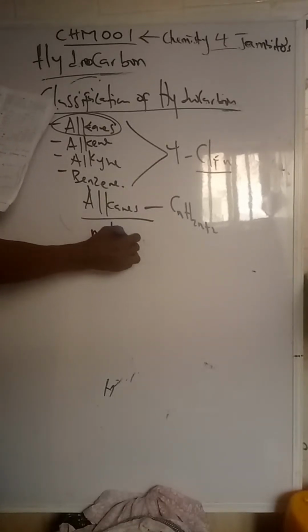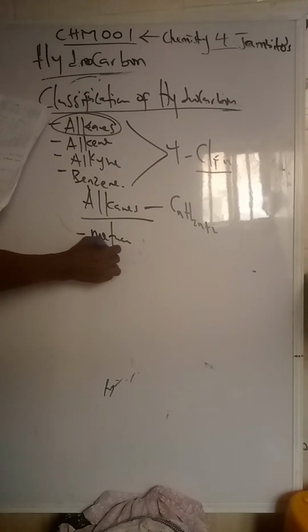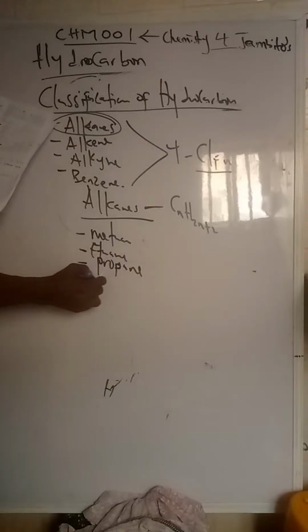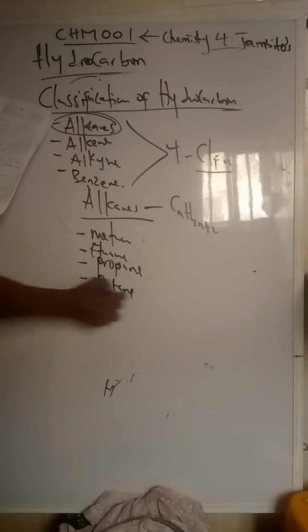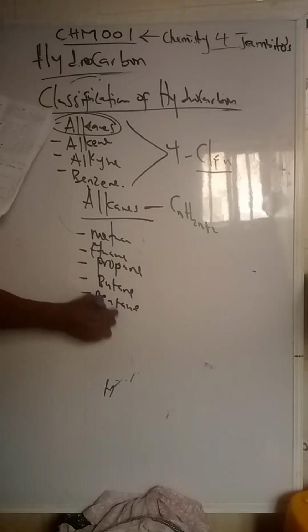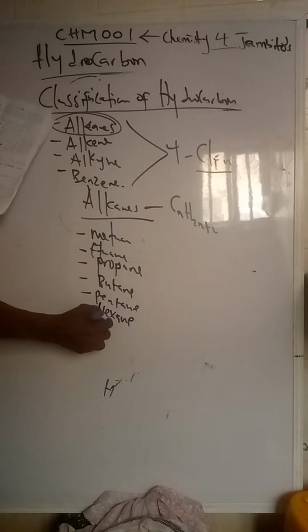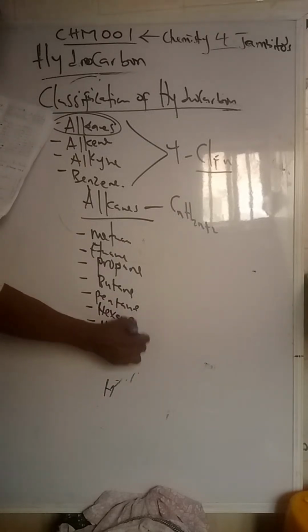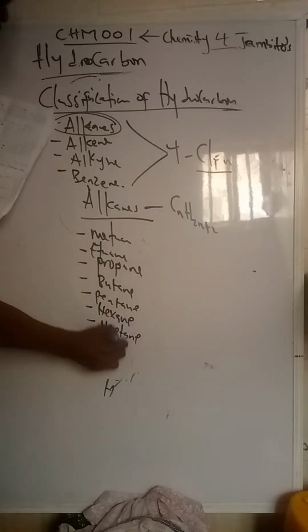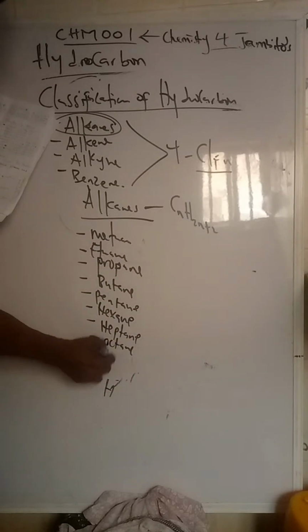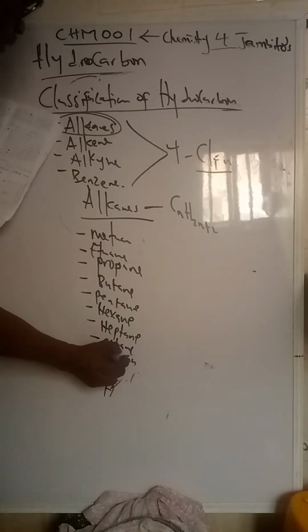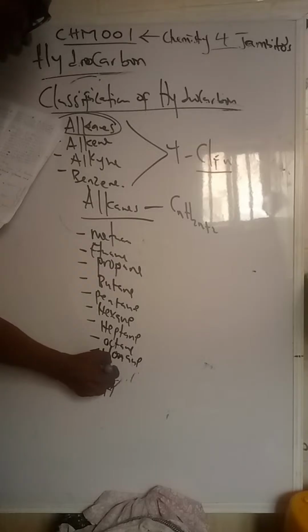So now, examples of alkane. Under the examples of alkanes, we have methane, ethane, propane, butane, pentane, hexane, heptane, octane, nonane, and decane.